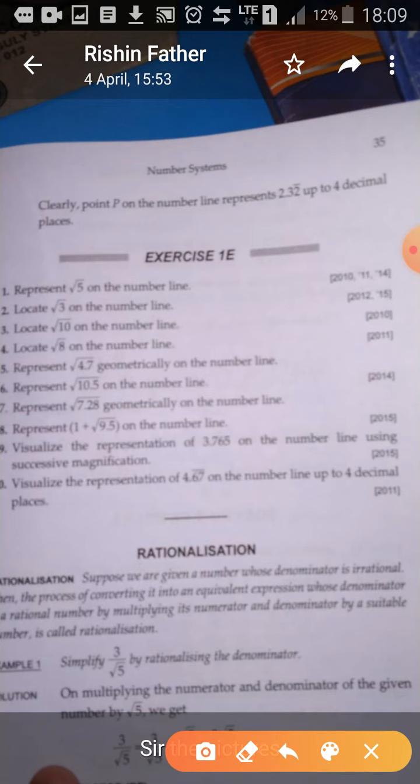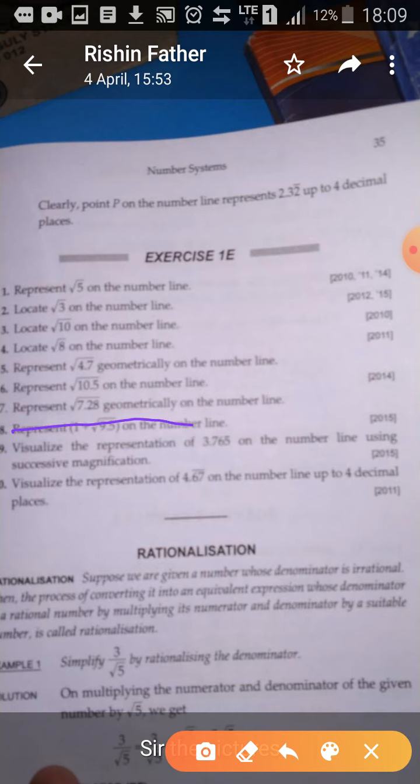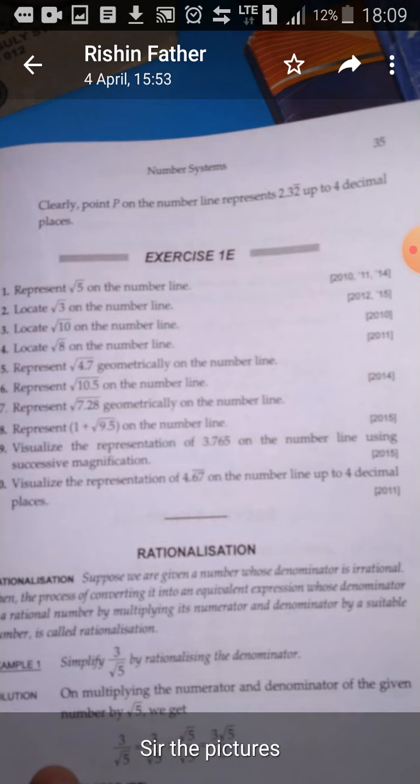Now you have this, number 7, root over of 7.28. It's the same way in which you did the previous two sums. Yes, so there's no problem with that.